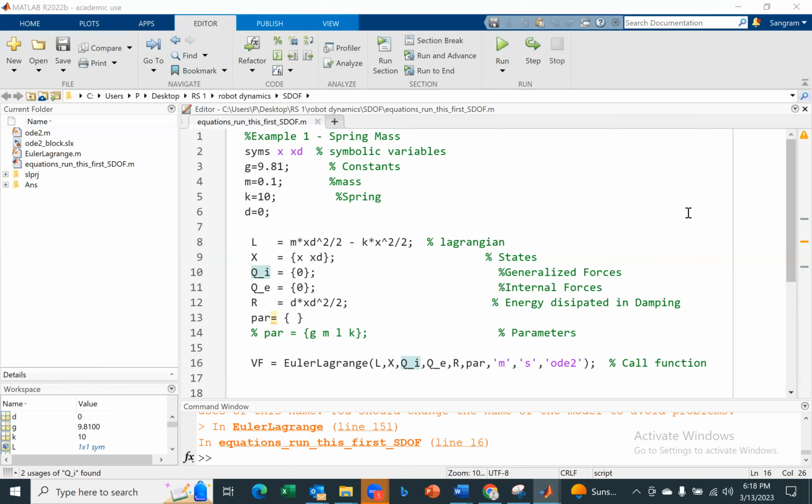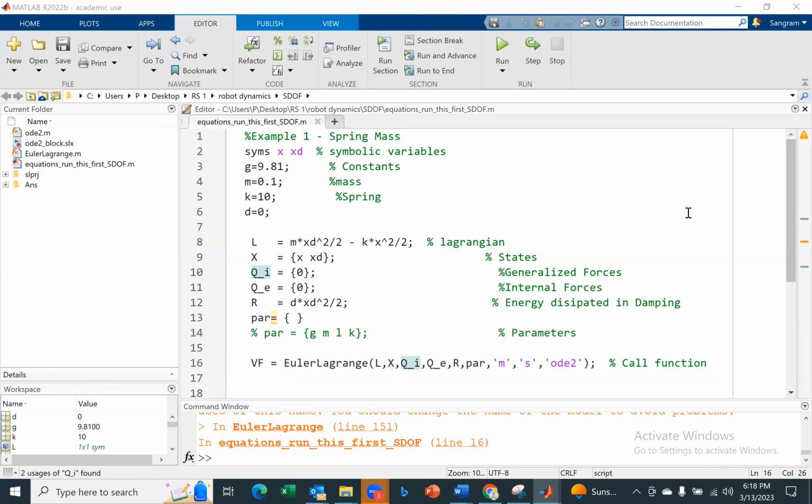So first I have defined the symbolic variables. Then I have defined the constants. Now the next line is super important. Again, not line number 7, line number 8. Line number 8 is where the Lagrangian is defined.